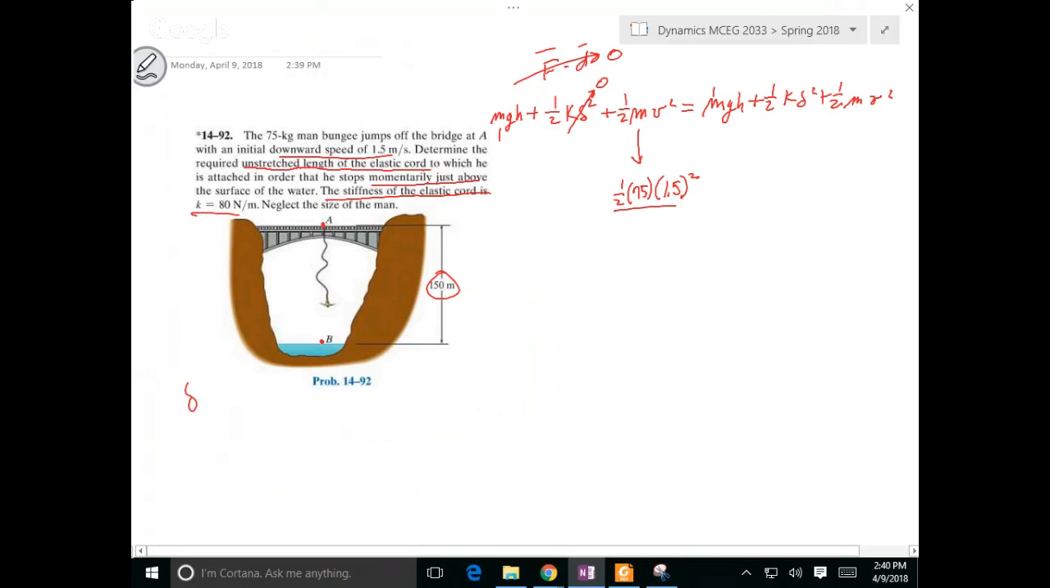Okay, the MGH, 75 kilogram person, 9.81, and then 150. So I'm assuming when he jumps, somebody's holding it. It's not stretched at all. Then I get over here to this side. This thing is 0. The whole kinetic energy is 80 delta squared, and there's nothing here. So I get this and this is equal to that.